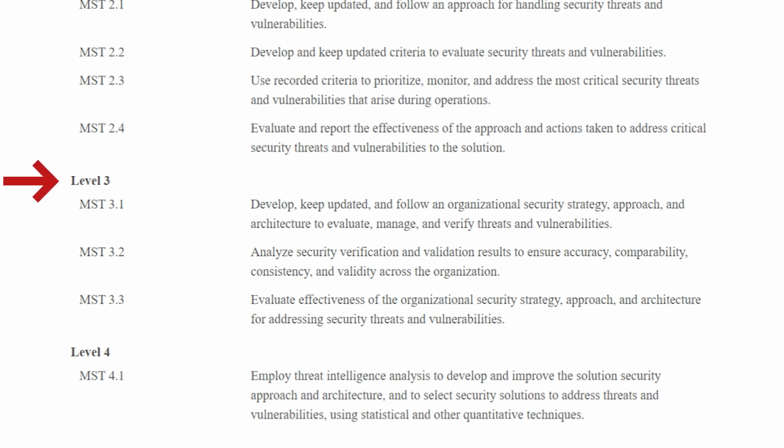Now we will turn to the Level 3 practices in MST. At Level 3, the focus is always on an organizational perspective, which is certainly the case here. MST 3.1 is very specifically calling for an organizational strategy regarding security matters.